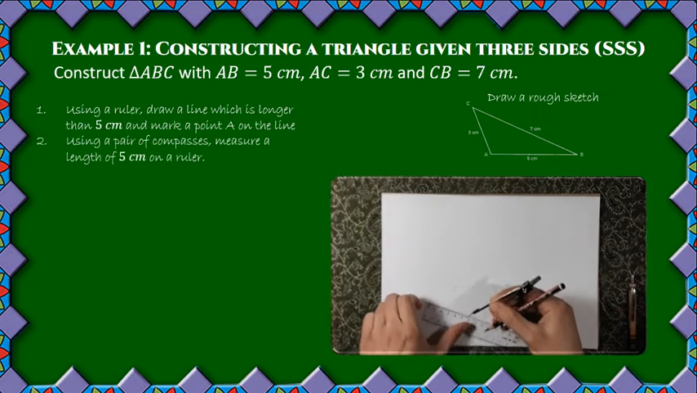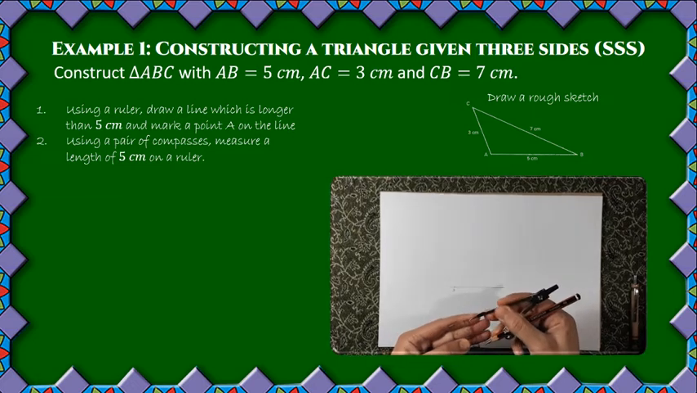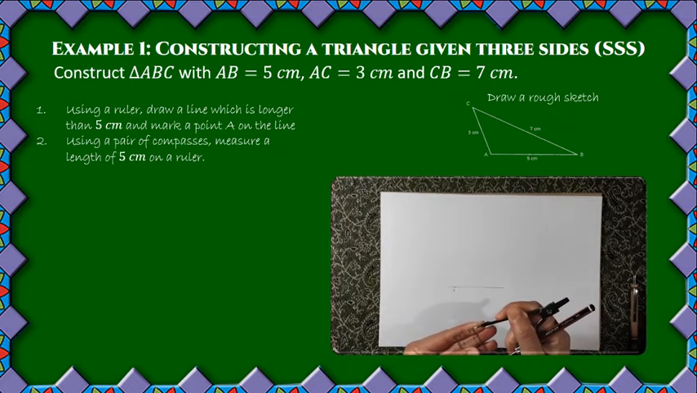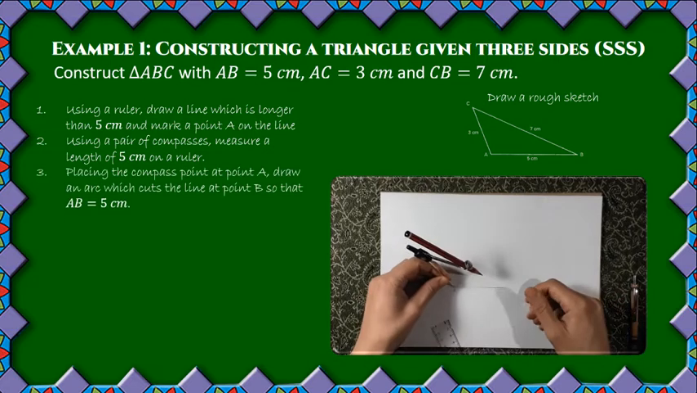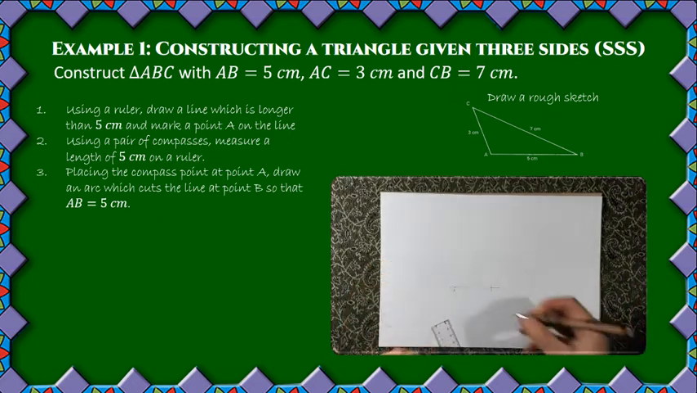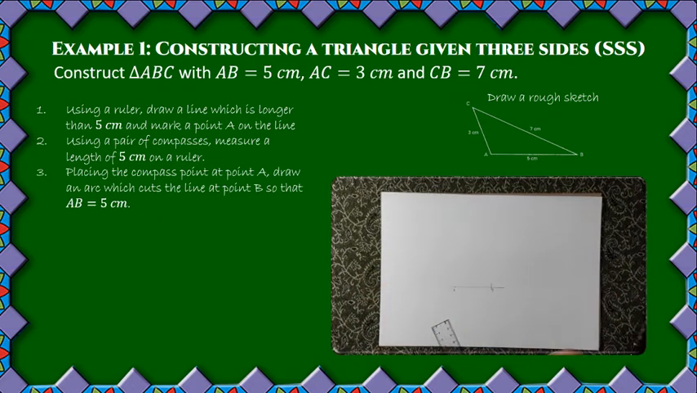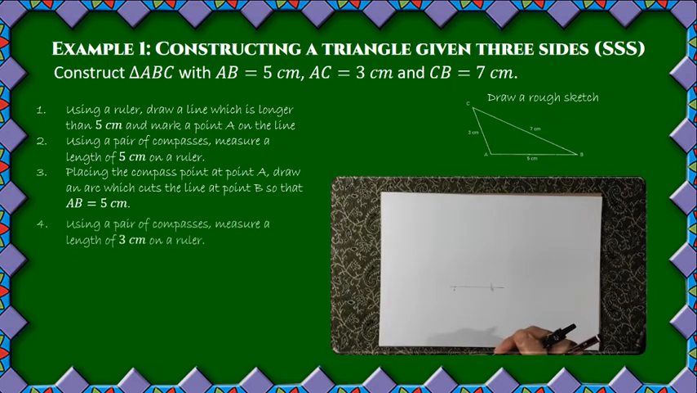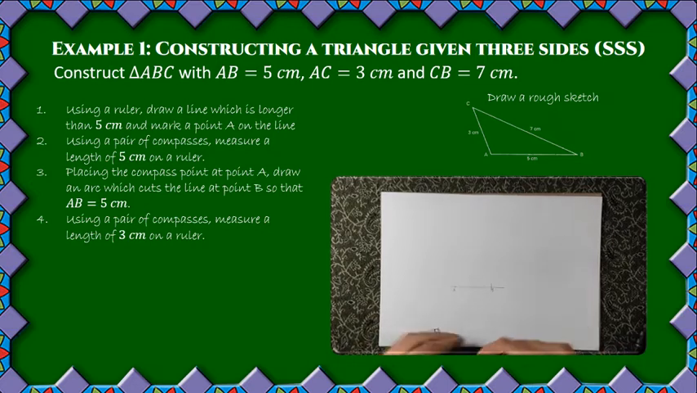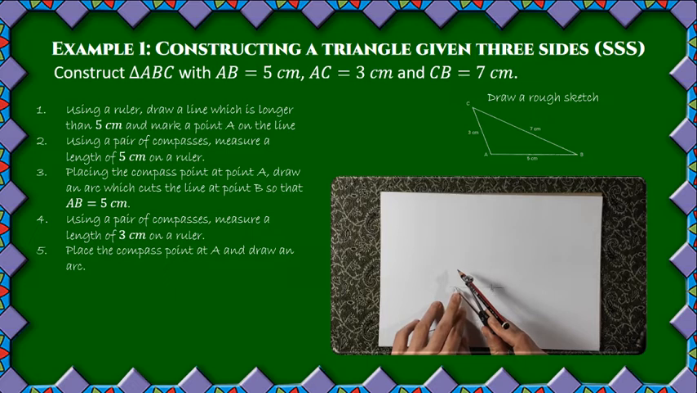Then, using a pair of compasses, measure a length of 5 centimeters on a ruler. Placing the compass point at A, draw an arc which cuts the line at point B so that AB is 5 centimeters. Then, using a pair of compasses, measure a length of 3 centimeters on a ruler and place the compass point at A and draw an arc.